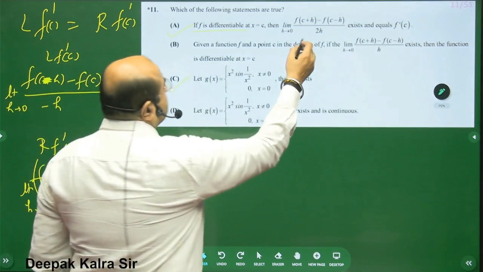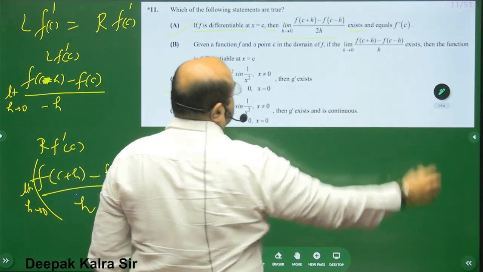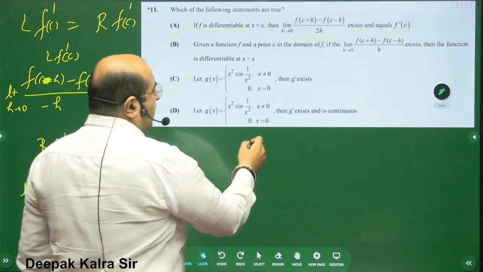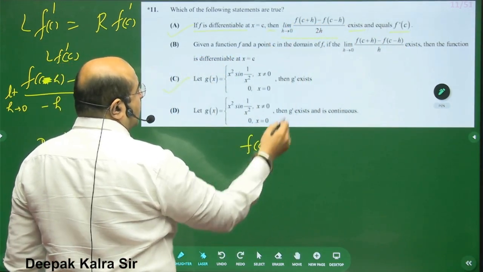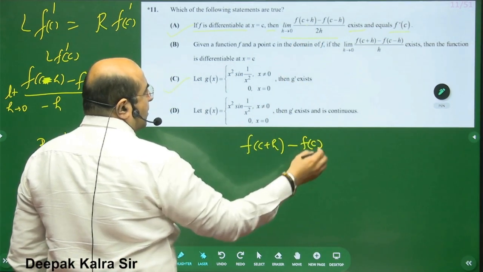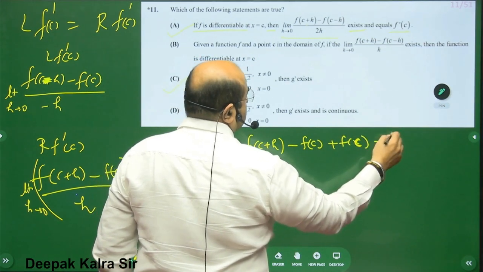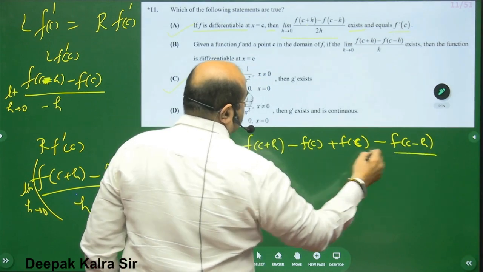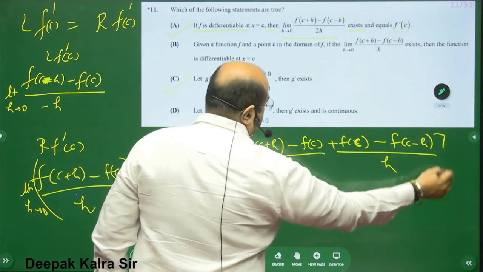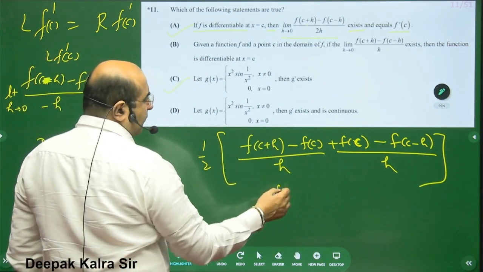So what is being told to me over here is, first option, this limit exists and equals f dash c. What I'll do: f of c plus h is there, I'll do minus f(c) from my end, I'll do plus f(c) and minus f(c). You understand? So this forms R of f dash c.